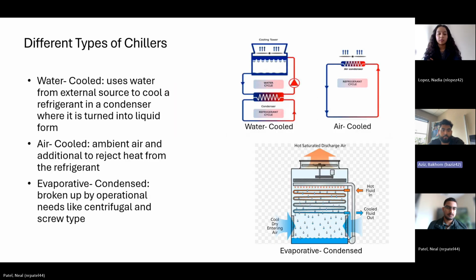For the different types of chillers, we had water cooled, which uses water from an external source to cool refrigerant into the condenser where it's turned into a liquid form. And for air cooled, it uses ambient air to reject heat from the refrigerant.